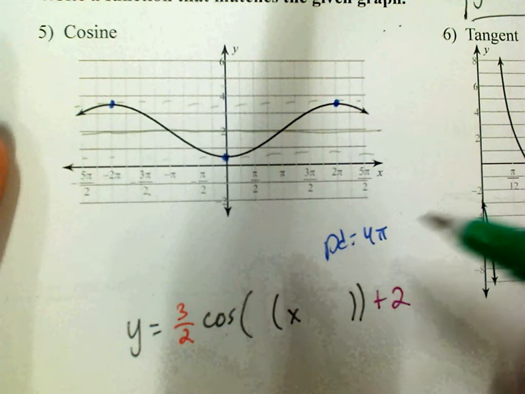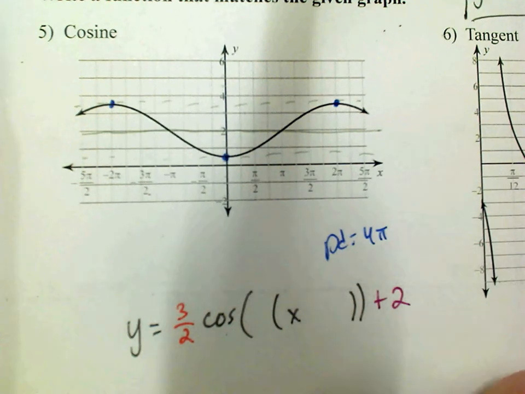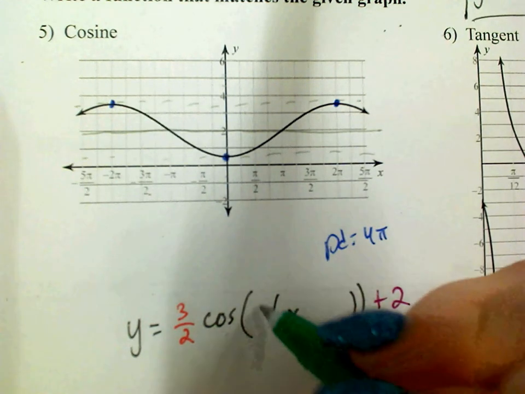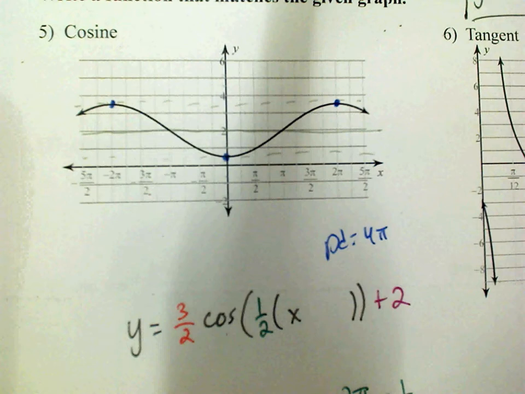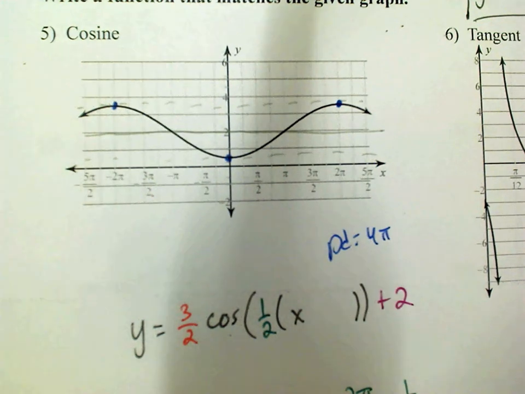Okay, period is 2 pi divided by b. So b equals 2 pi divided by my period, which is 4 pi. So b equals 1/2, so I'm going to put a 1/2 right there. And then I just have to figure out what kind of shift I have. There's a couple different ways to do this, guys.